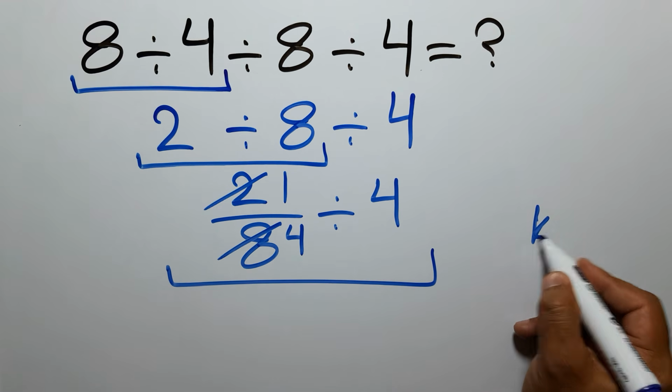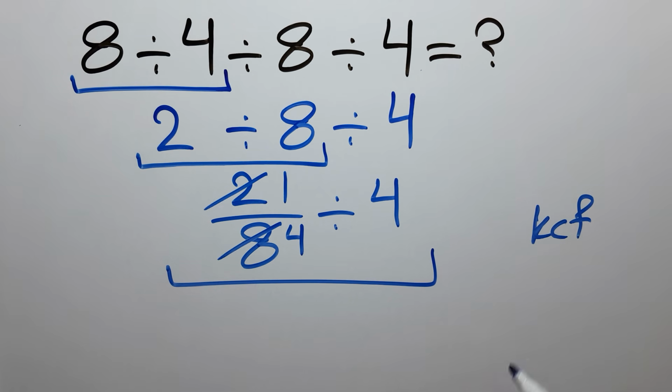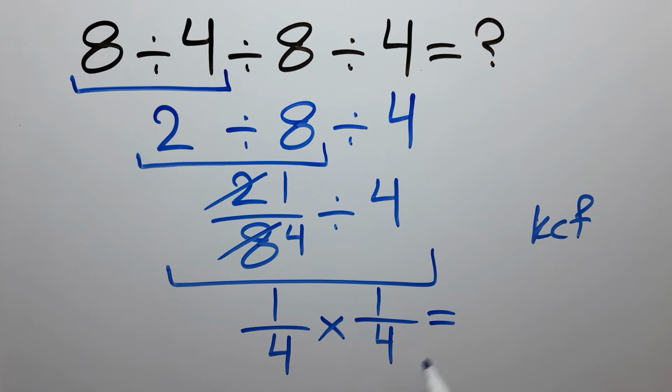According to the KCF rule, K stands for keep, C stands for change, and F stands for flip. We can write keep the first fraction, change division to multiplication, and flip the second fraction. So we have 1 over 4 times 1 over 4, which equals 1 times 1 gives us 1.